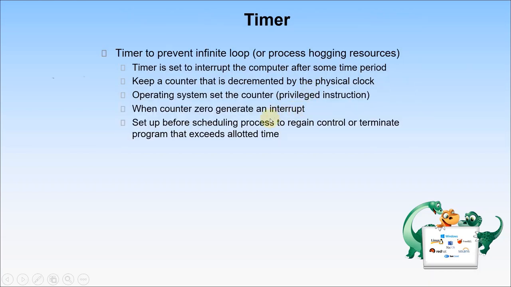Timer. So your operating system also uses timers, to prevent an infinite loop or a process hogging resources. The timer is set to interrupt the computer after some time period. It keeps a counter that is decremented by the physical clock. The operating system sets the counter with a privileged instruction. When the counter reaches 0, it generates an interrupt, set up before scheduling a process to regain control or terminate a program that exceeds the allotted time.